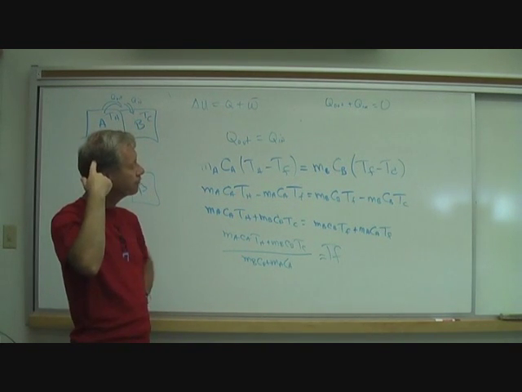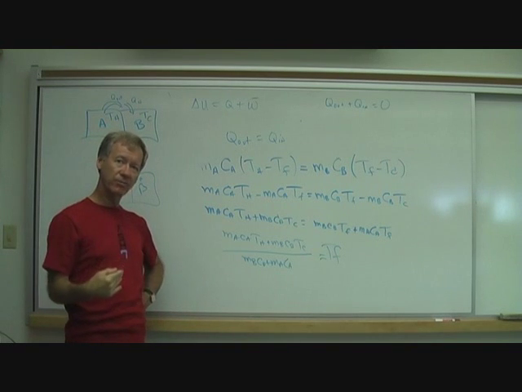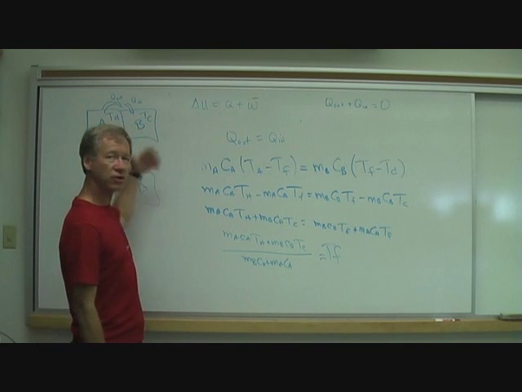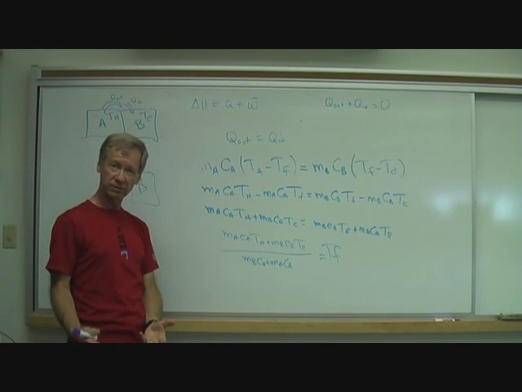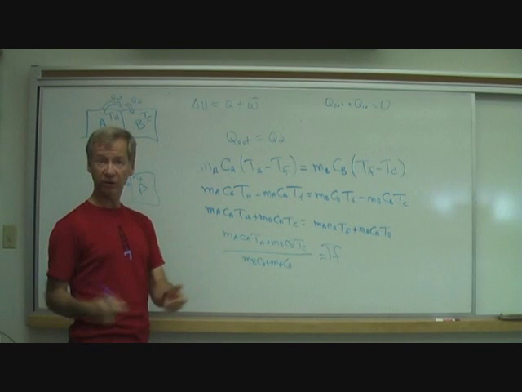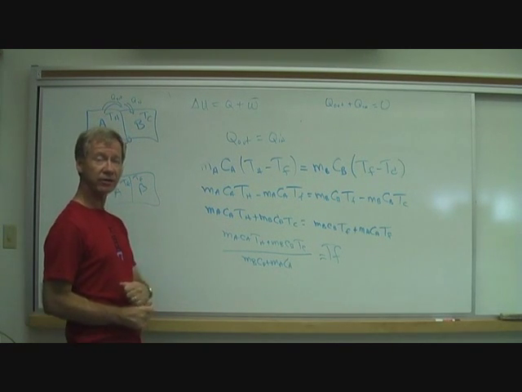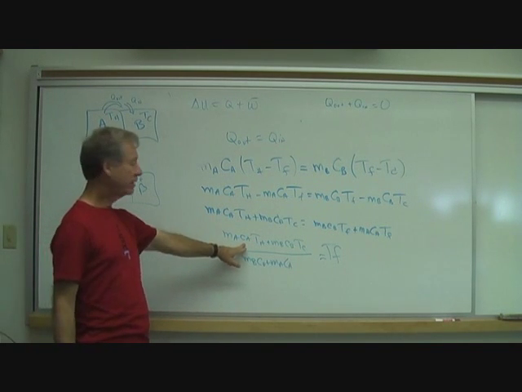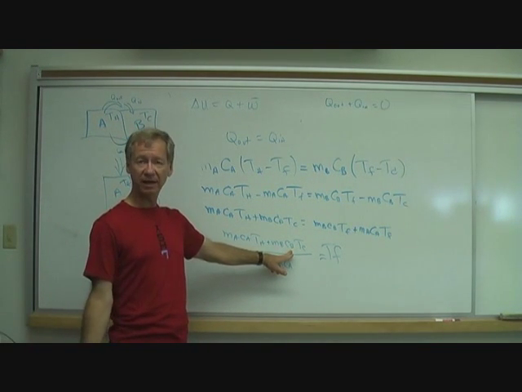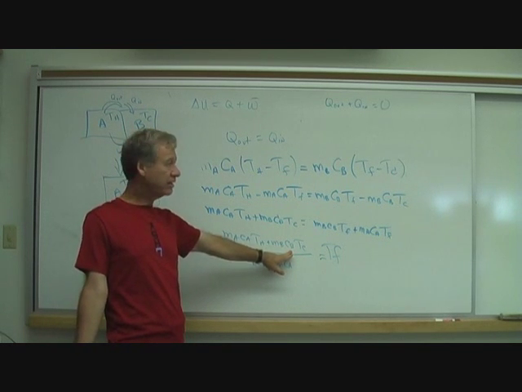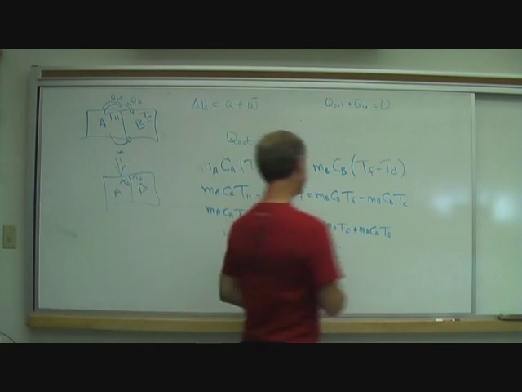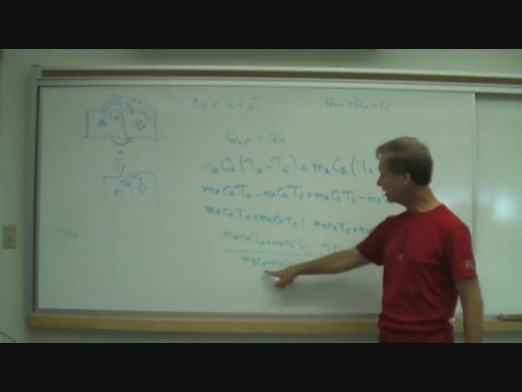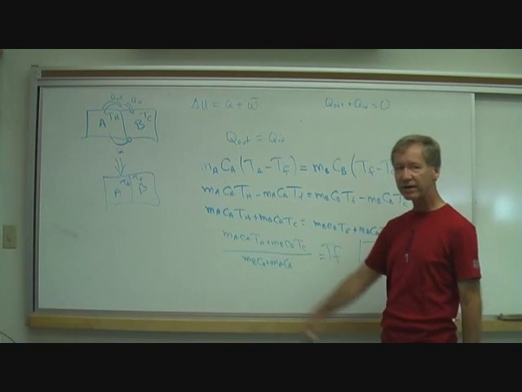Well, let's step back a little bit. Let's say that the two materials are the same kind of material. They're both iron. We've talked about them both being iron before. Then the specific heat of the A side is the same as the specific heat of the B side, because they're both iron, right? If I do that, then there's a specific heat in each of these, so you can factor and cancel out.